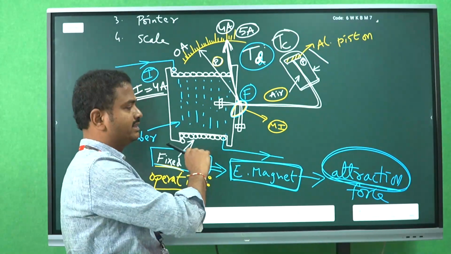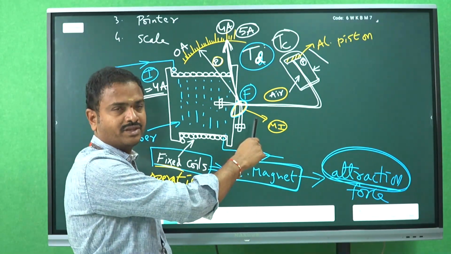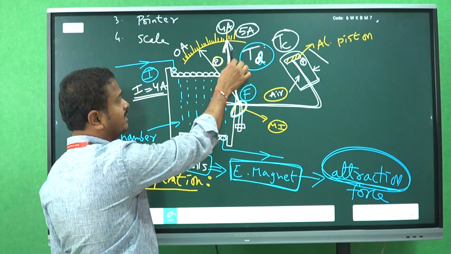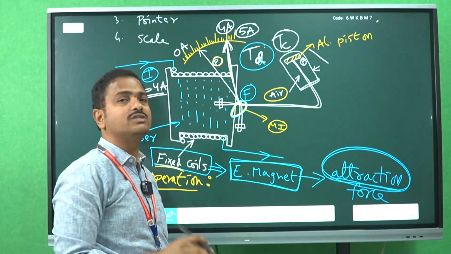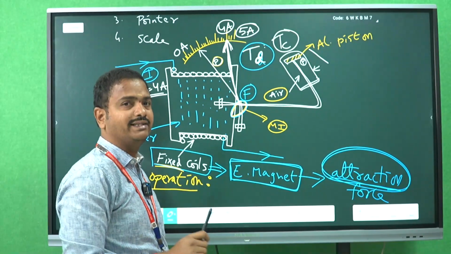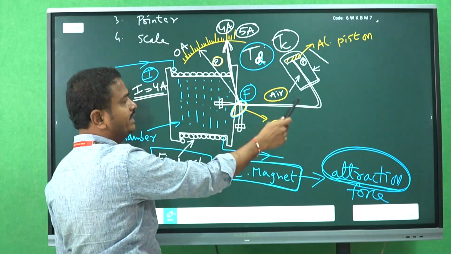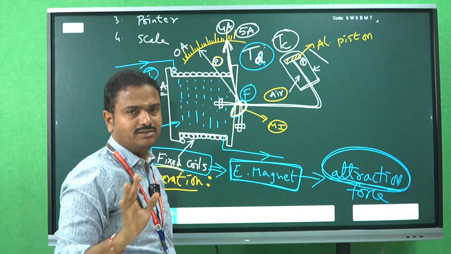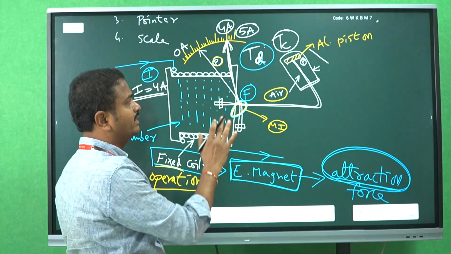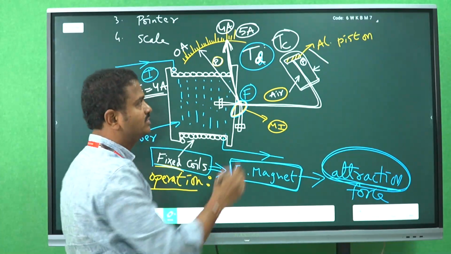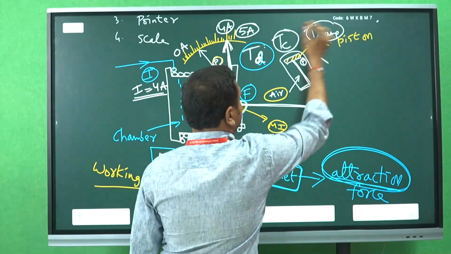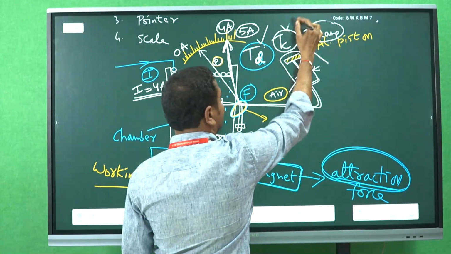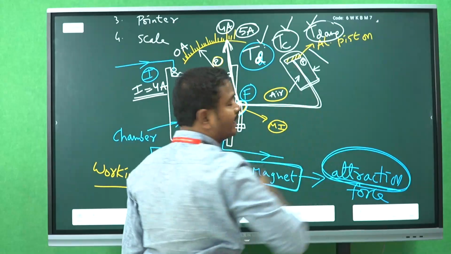That means it does not stop sharply. It makes some oscillations at the 4 amperes final value. So in order to reduce those oscillations made by the pointer at the final point, we need an opposite force. Clear? So that force is nothing but damping torque. So the first one is deflecting torque, the second one is controlling torque, the third one is damping torque.